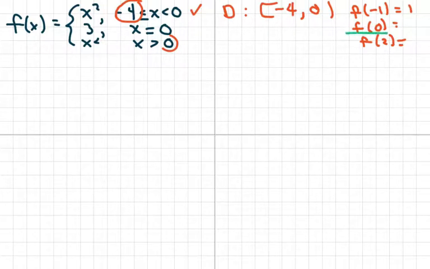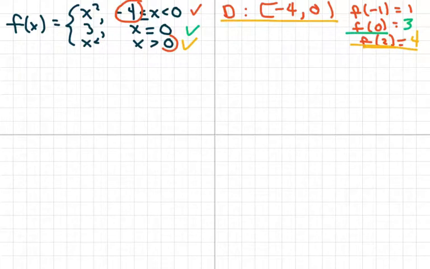F of 0, we're going to plug into this piece. F of 0 equals 3. That's just a point. And f of 2 goes into this piece, so I plug in 2 because 2 is greater than 0. So 2 squared is 4. So we did the domain and the evaluating part. We need to graph it.